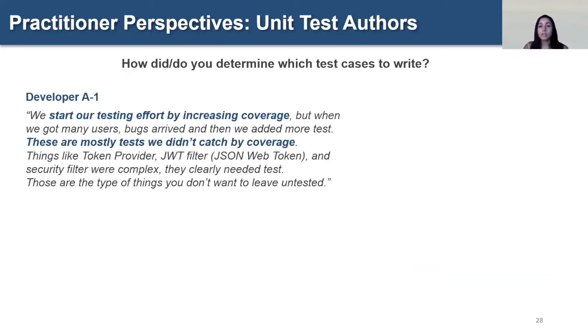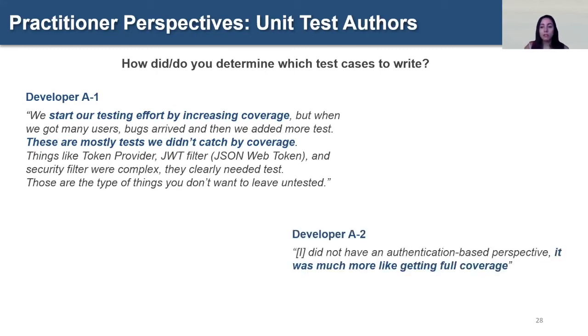So this leads to the next question, which is how did you determine which test cases to write? Developer 1 started by just making sure they had enough coverage, and then they reiterated and went back and added more tests that weren't caught by coverage and things that were a little more complex, such as the token providers. Developer 2 only cared about coverage. That was the only thing driving him. He did not have any authentication-based or security perspective when writing and designing his test cases.